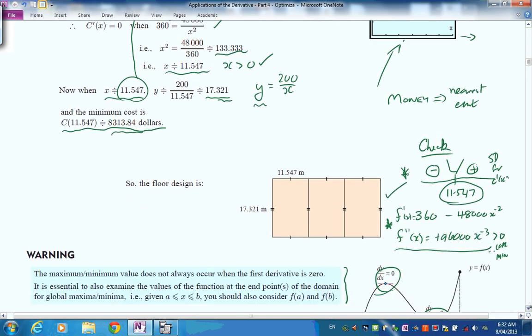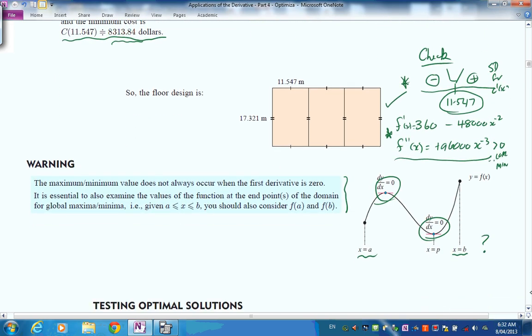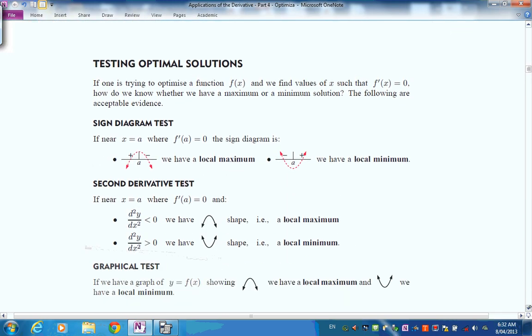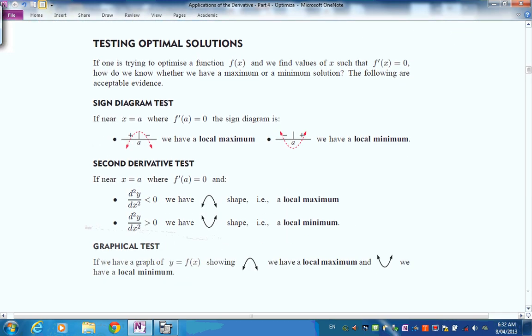Notice they haven't actually done that check here. They've used technology to say we can see that is the actual minimum. We should do that check. All right, so let's have a look at what we've done just now, testing optimal solutions, finding where the derivative is naught. Do we know whether it's a maximum or minimum?